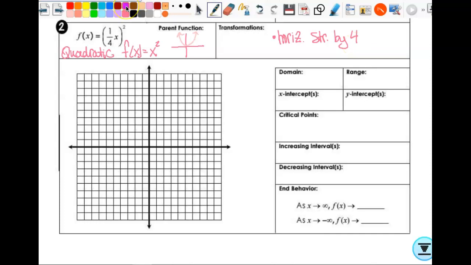All right, so I start here at 0, 0. Well, at 0, 0, a horizontal stretch means that your x value gets multiplied by 4. And so 0 times 4 is just 0, so I'm still right here. My next anchor point is at 1, 1.